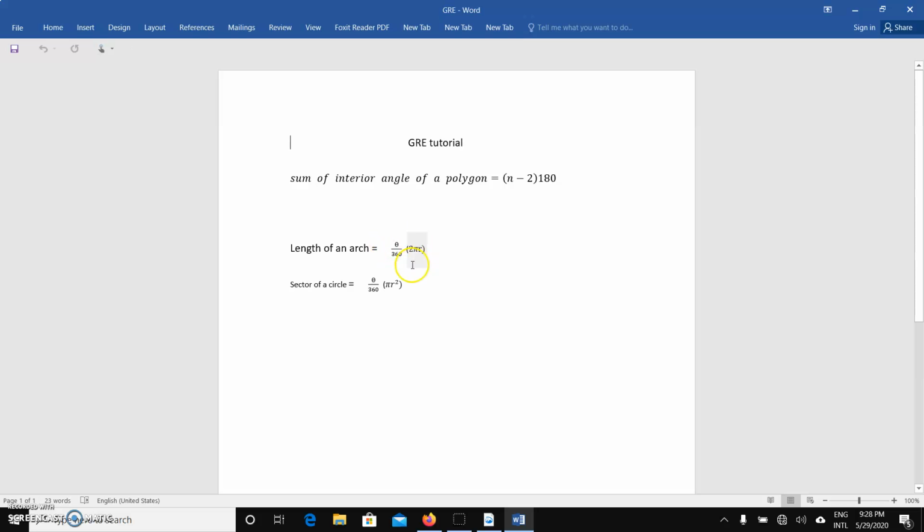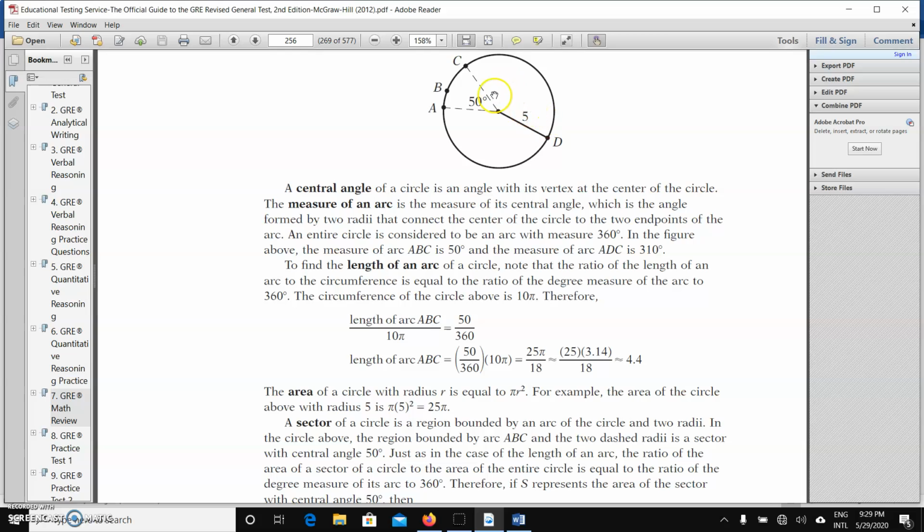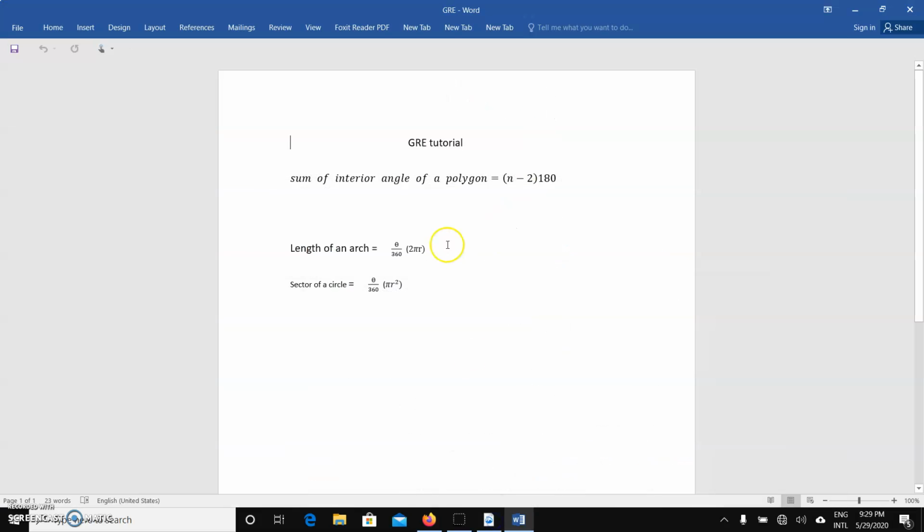Theta over 360 times 2 pi r. That's the length of an arc. The theta will be the angle created by the arc. In this case, it is 50. It could be any other value. It could be 80, it could be 180, but it's going to be less than 360. You understand? So that's the formula. Write it down, because I'm going to use it.